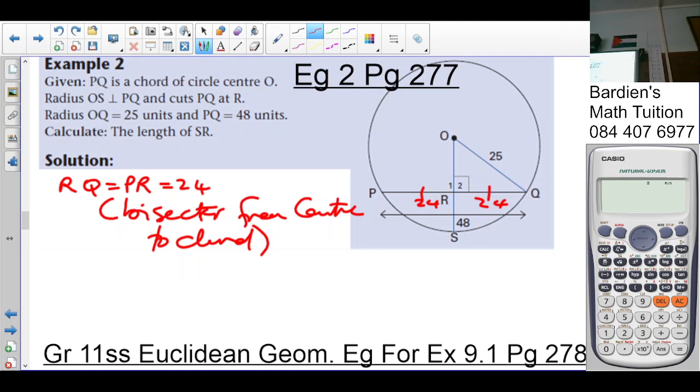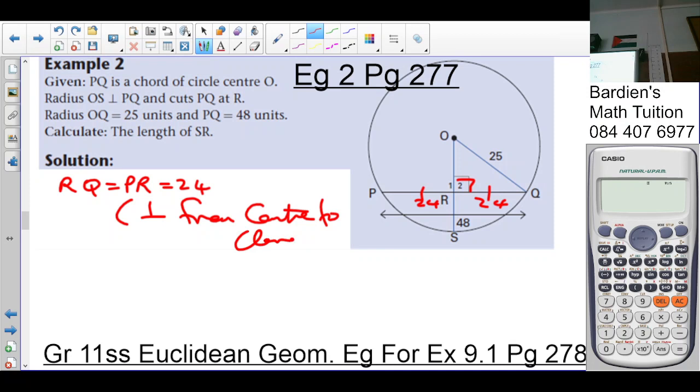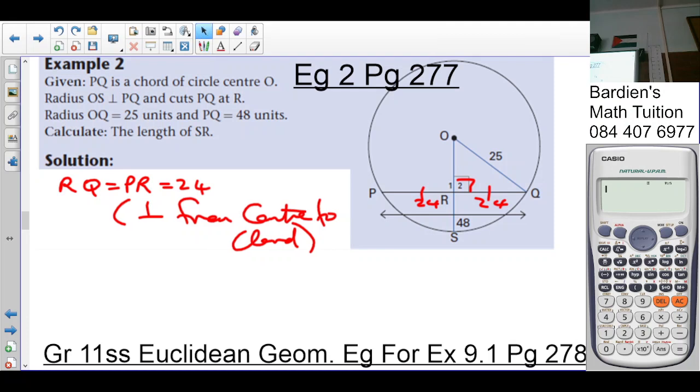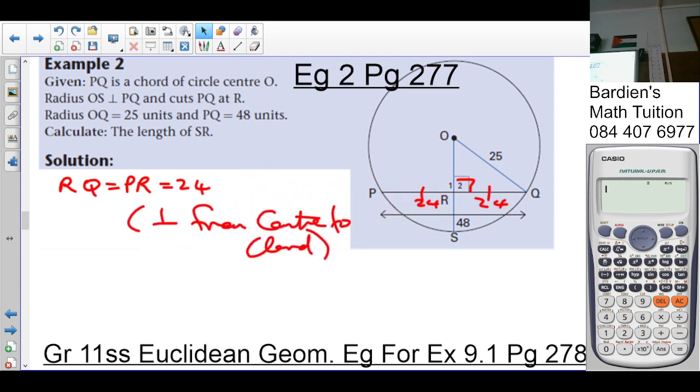No, not bisector. What is in your diagram? 90 degrees is in your diagram. So what are you supposed to write here? Perpendicular from center to chord. Did I say earlier on bisector from center to chord? No, okay, I almost thought I made a mistake. That normally goes next to here, no space. Right, you guys are getting it, I think.